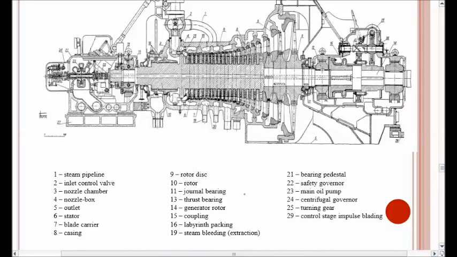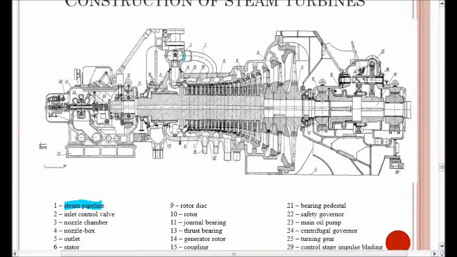So now here we can see the various parts in a steam turbine. First we'll see where the steam pipeline is located. Here we can see the steam pipeline. The inlet control valve is this part. The control valve controls the steam output. The stator we know. Okay, we'll see the rotors. These are the rotors.